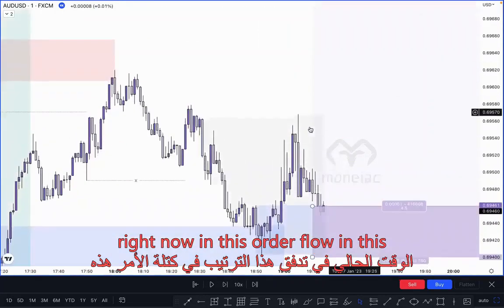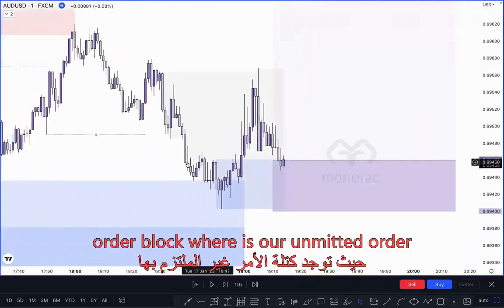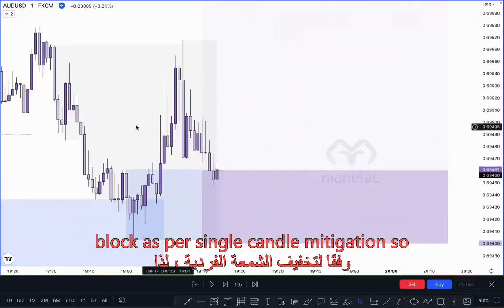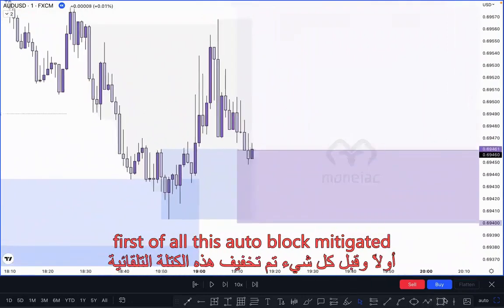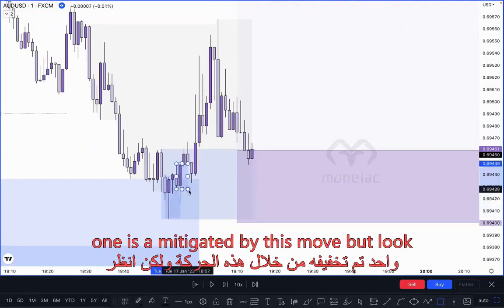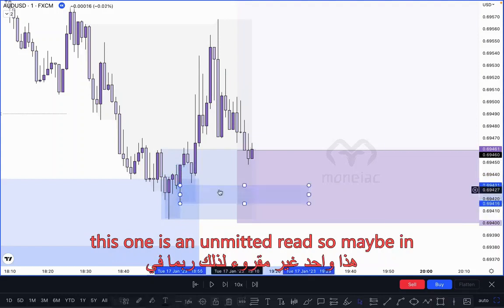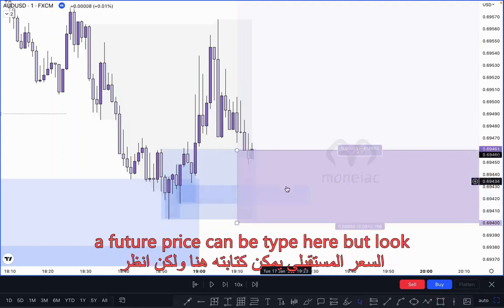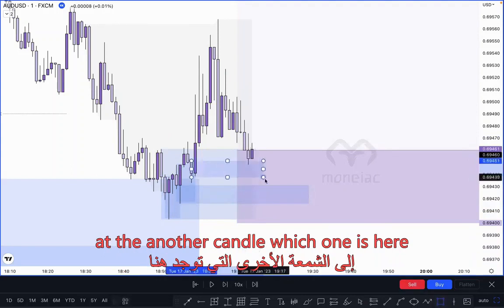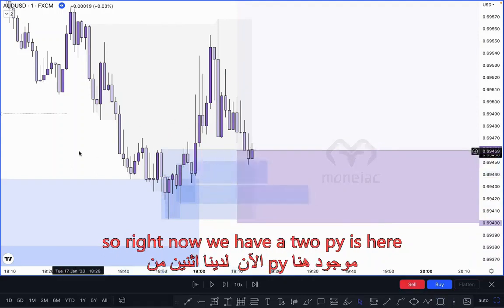So right now in this order flow, in this order block, where is our unmitigated order block as per single candle mitigation? First of all, this order block was mitigated by this move, which one is here, and this one is mitigated by this move. But look at this shadow, which one is here, right? This one is unmitigated. So maybe in the future price can tap here. But look at the other candle, which one is here. So right now we have a 2 PY here for the buy.